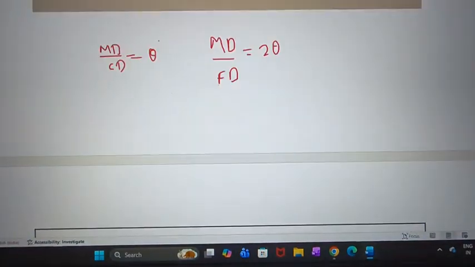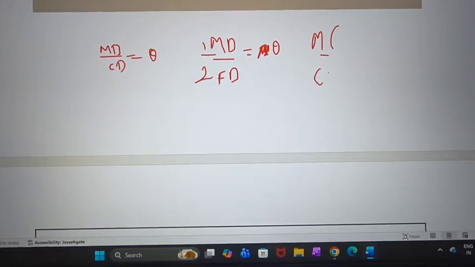So try to understand in this way. Here theta is there, I'm sending 2 over here, then it will become 1 by 2, because it's in multiplication, it becomes division. So take away this 2. Over here theta will be equal to half MD upon FD. So theta and theta, if the RHS is equal, I can equate the LHS also. So in such a case, I can write MD upon CD will be equal to half MD upon FD.